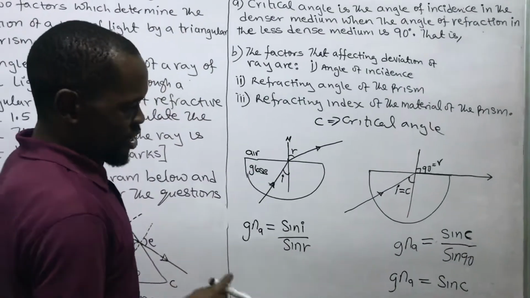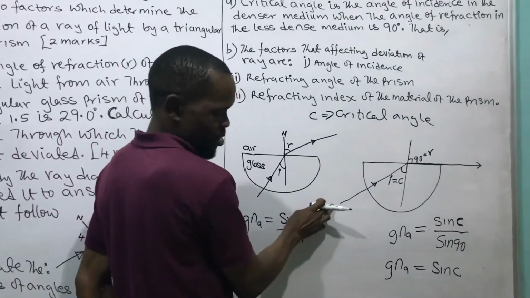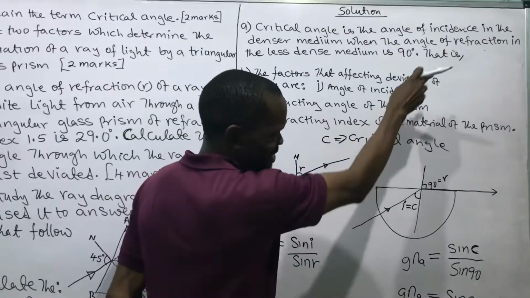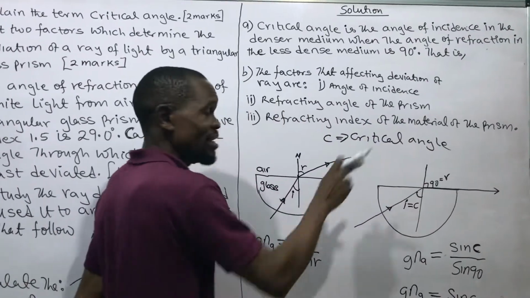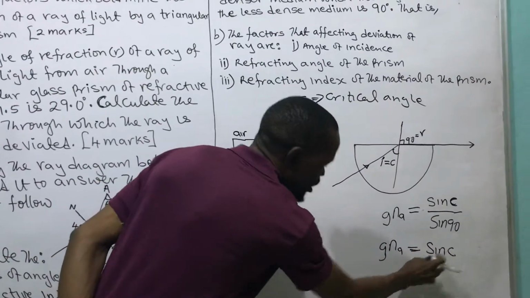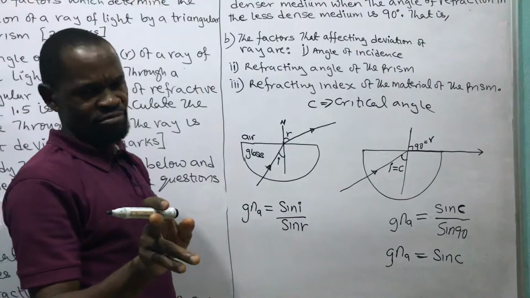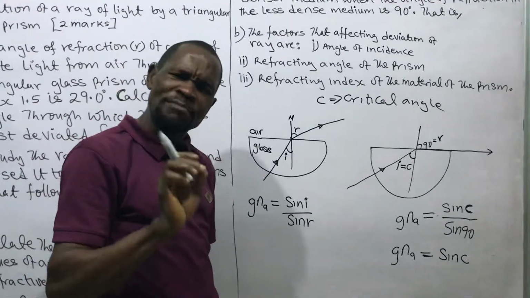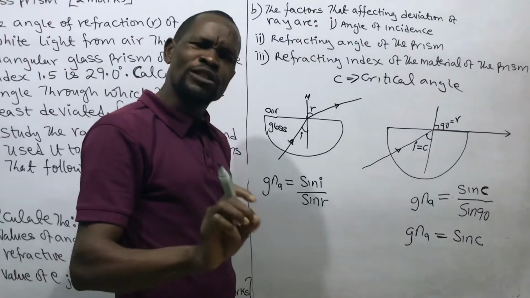You get what I'm saying? You have seen where our definition comes from: a ray passing through angle of incidence from a denser medium to a less dense one. So this is what I have as the critical angle. But remember, what I have in my diary is what?